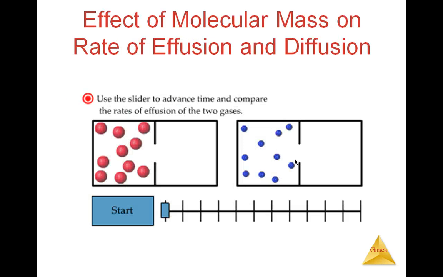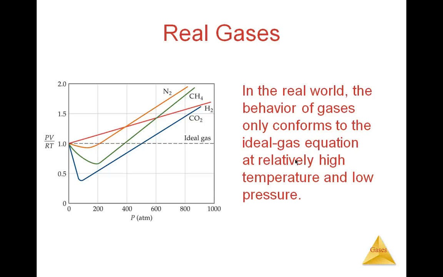Moving on, let's move beyond Boltzmann. Real gases we need to talk about. In the real world, the behavior of gases only conforms to the ideal gas equation at relatively high temperature and low pressure. If you increase pressure or decrease temperature, gases actually start sticking to one another, and that's when they start behaving real. So an ideal gas is when PV over RT is equal to 1 mole. And that only happens, again, when you're at high temperature and low pressure. When you flip those around, the gases behave a lot more real, and they start sticking to each other.